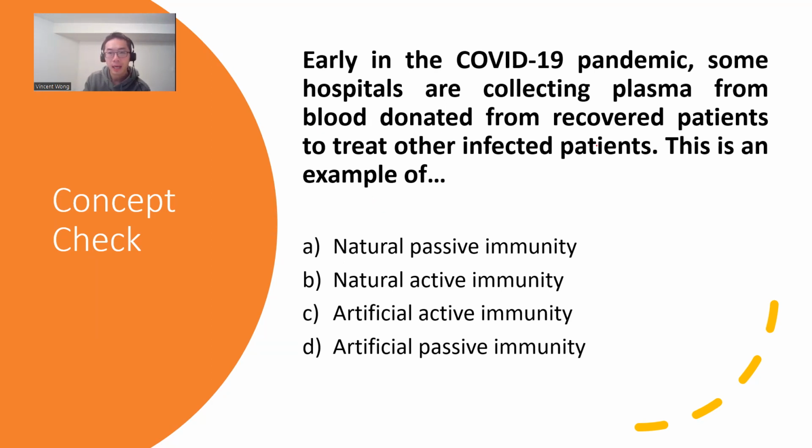Okay. So collecting plasma, which is where the antibodies are, and injecting it into someone else, this is artificial, and it's going to be passive. Okay, artificial passive. This turned out not to be a very effective strategy because number one, it is costly. Number two, they were not able to scale it up for everybody.